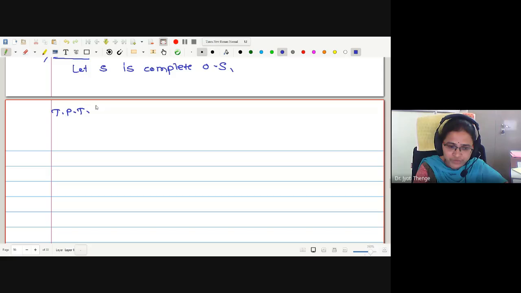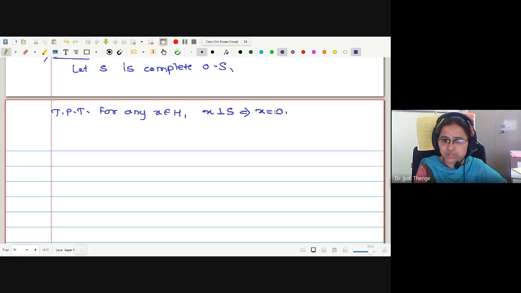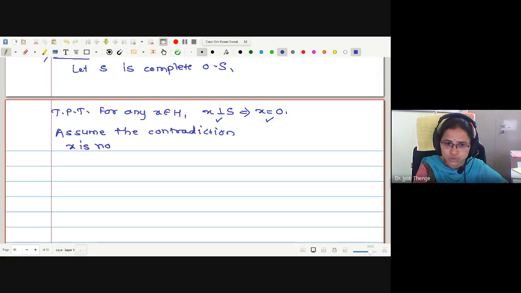S is complete. We want to prove that for any x in H, x orthogonal to S implies x is equal to 0. This is what we want to prove. Means x is orthogonal to S is the assumption. The aim is to prove x is equal to 0. Therefore, we will start with the contradiction that x is non-zero. Assume the contradiction that x is a non-zero vector.